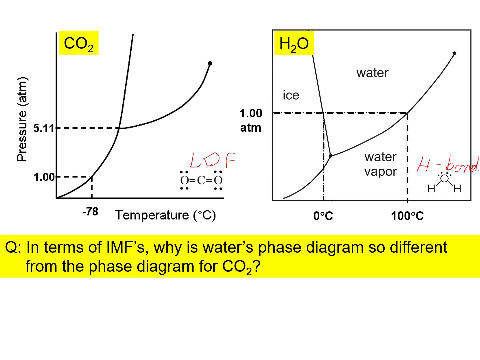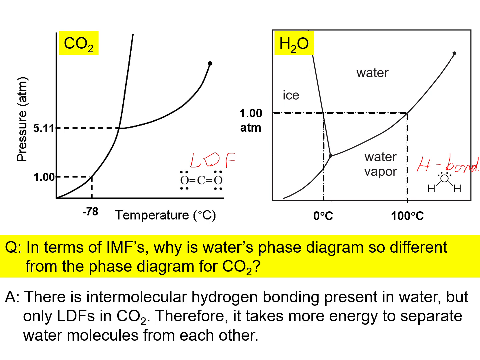So the answer would be, the reason why the phase diagrams are so different is because there is such a difference in the intermolecular forces. Carbon dioxide has only London dispersion forces, so there's very little keeping it together in a condensed phase. Whereas with hydrogen bonding, we have lots and lots of intermolecular hydrogen bonds helping to keep those water molecules stuck to each other. And so it has higher boiling points, higher melting points. It wants to stay in that condensed phase.